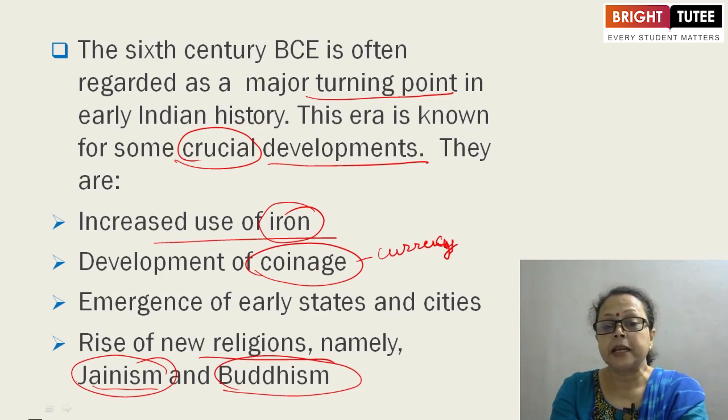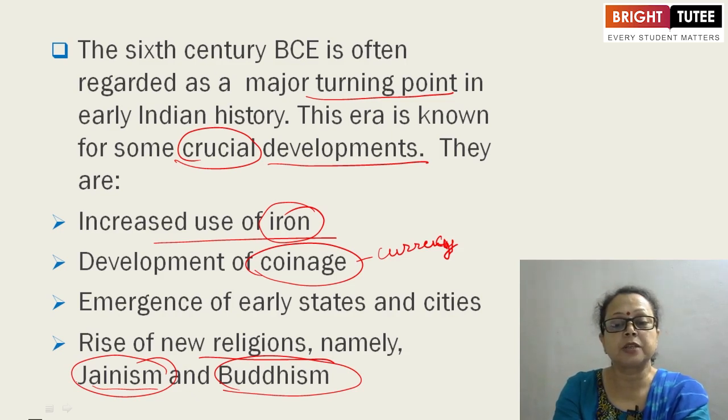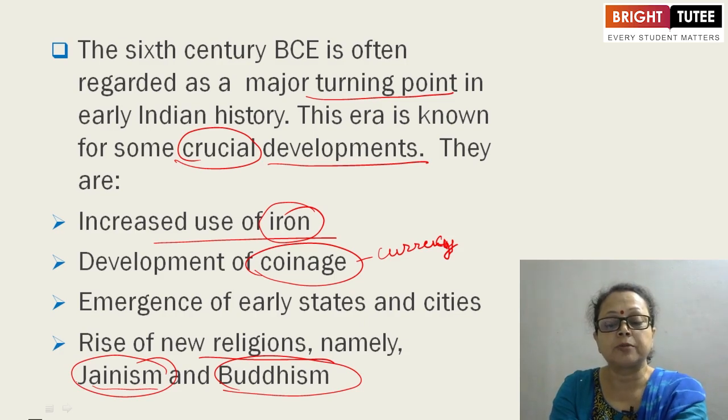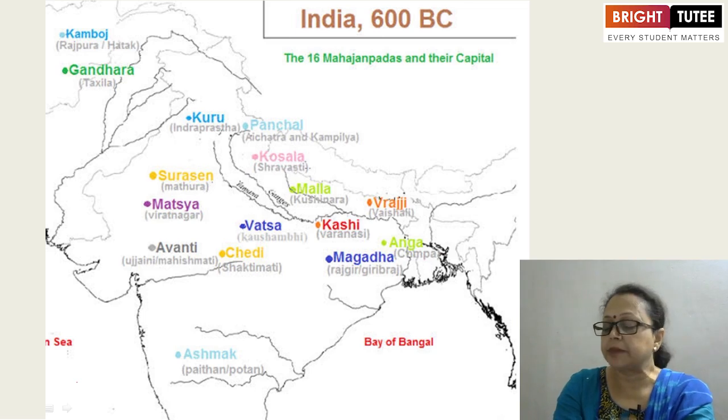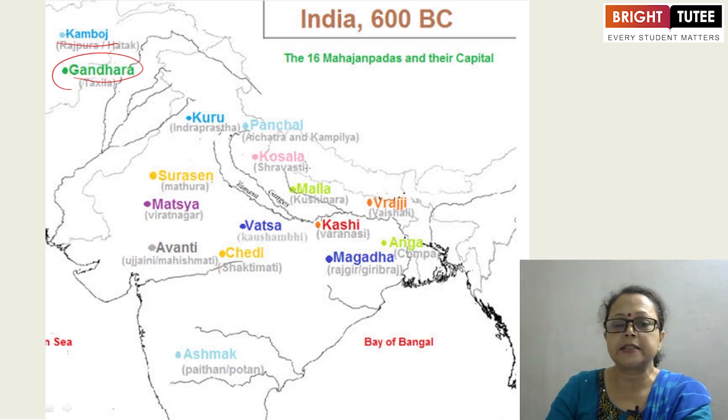So this period is considered to have seen crucial developments between 600 BCE and 600 CE. This is the importance of this time period. In 600 BC, 16 Mahajanapadas were there. Which were they? Kamboja, Gandhara, which is Taxila, one of the most important universities of the world. Kuru, which is Indraprastha, now Panchala. All these are the names.